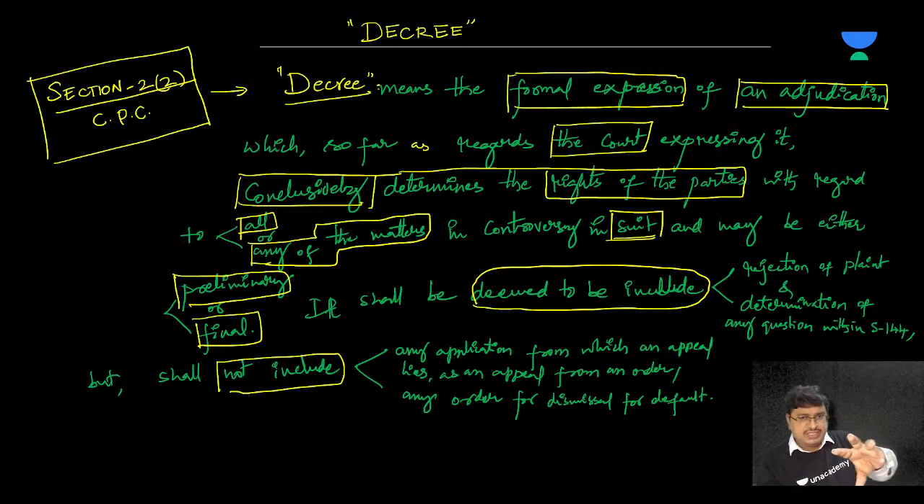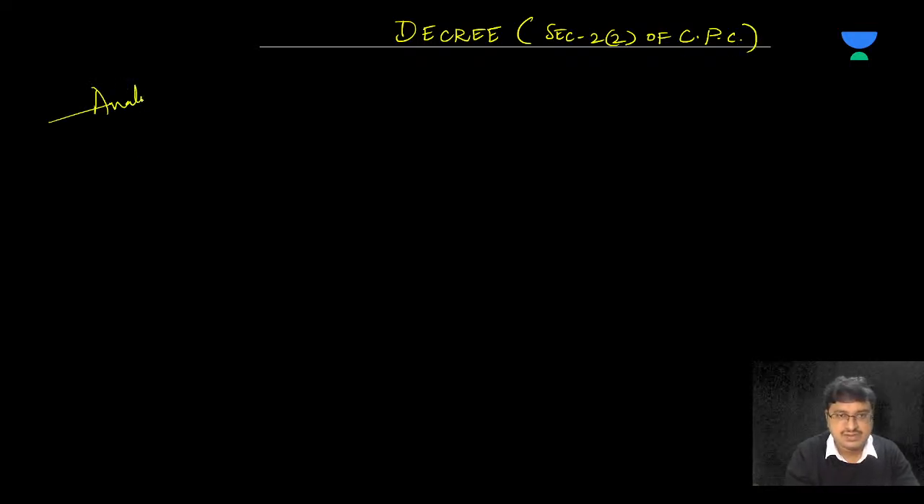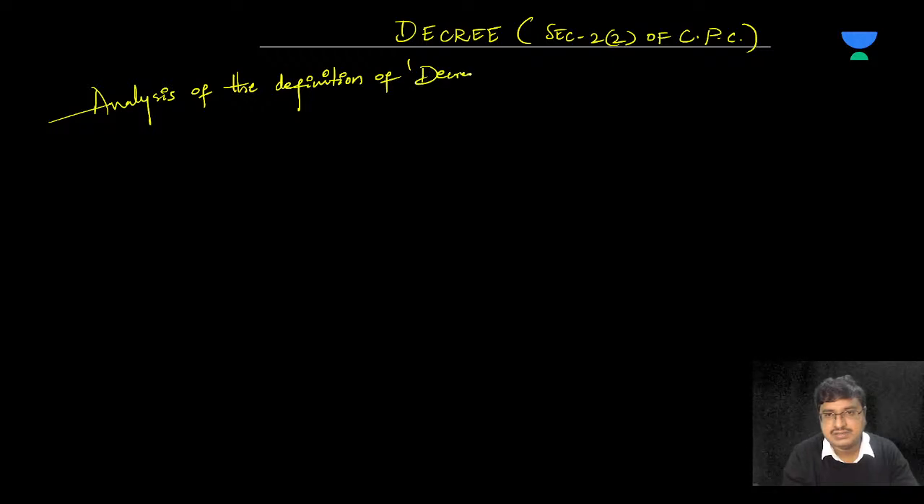Therefore, friends, if we analyze this definition, we can find four parts in the definition of the decree. Now let us see the four parts of decree. Section 2, subsection 2 of CPC. Analysis of the definition of decree. Friends, we can find four parts.